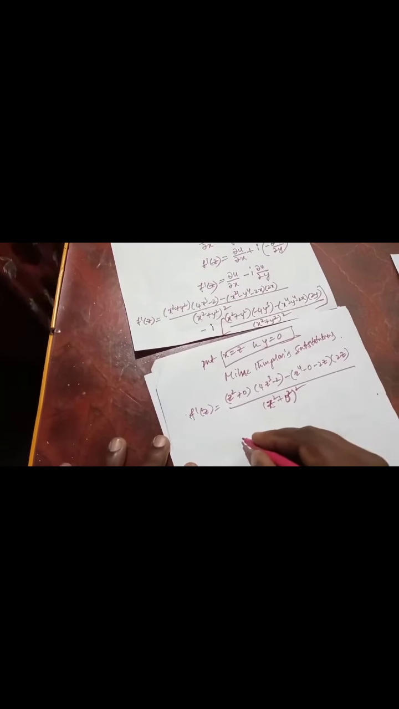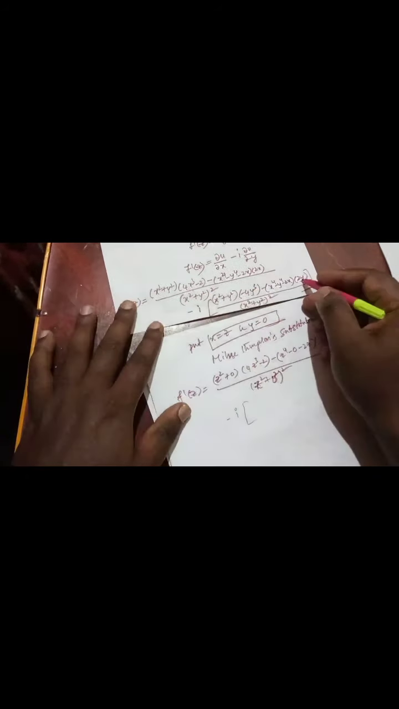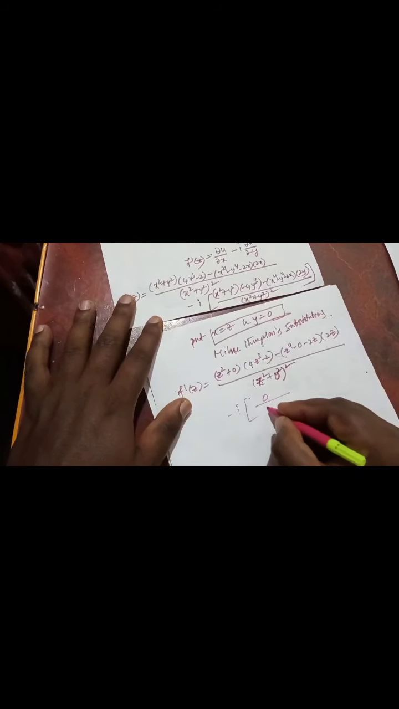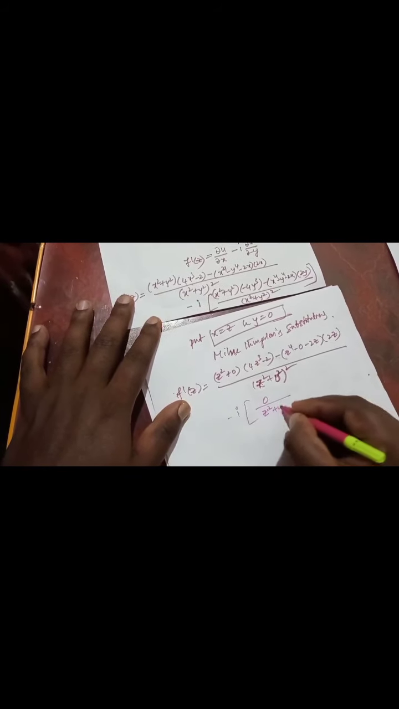This is our first term. Here x is z, y is 0. So minus i times, here y is 0, and the denominator is z square plus 0 whole square. Here y is 0, and 0 into anything is 0. Here also y is 0, so this term will become 0.